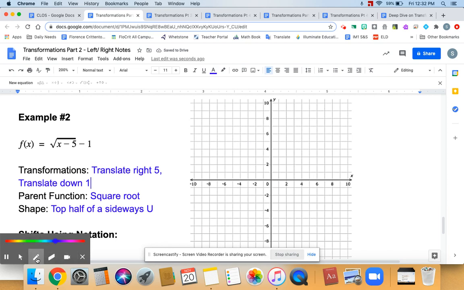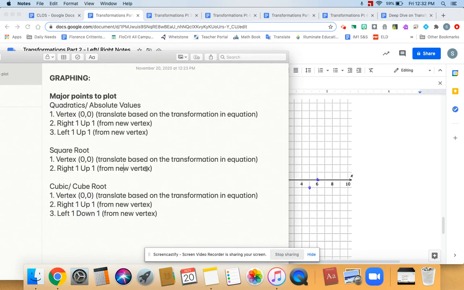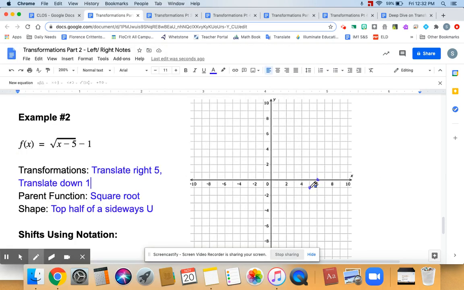So to make this graph from 0, 0, I'm going to go right 1, 2, 3, 4, 5. I'm going to go down 1, and then I'm going to put my dot. And I'm going to go right 1, up 1, and put another dot. And then for my third dot, if you look, the square root does not have a third dot. So from these 2 dots, we make our shape, which is the top half of a sideways U. And that's our square root graph.